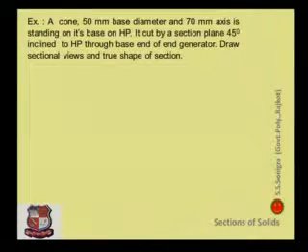As we know, here the cone is also specified by its diameter and its height, that is the axis. Here it is given a cone of diameter 50 mm and 70 mm axis. Axis means its height, standing on its base on the horizontal plane. Here again the cone is given which is resting on the horizontal plane, height is given and diameter is given.